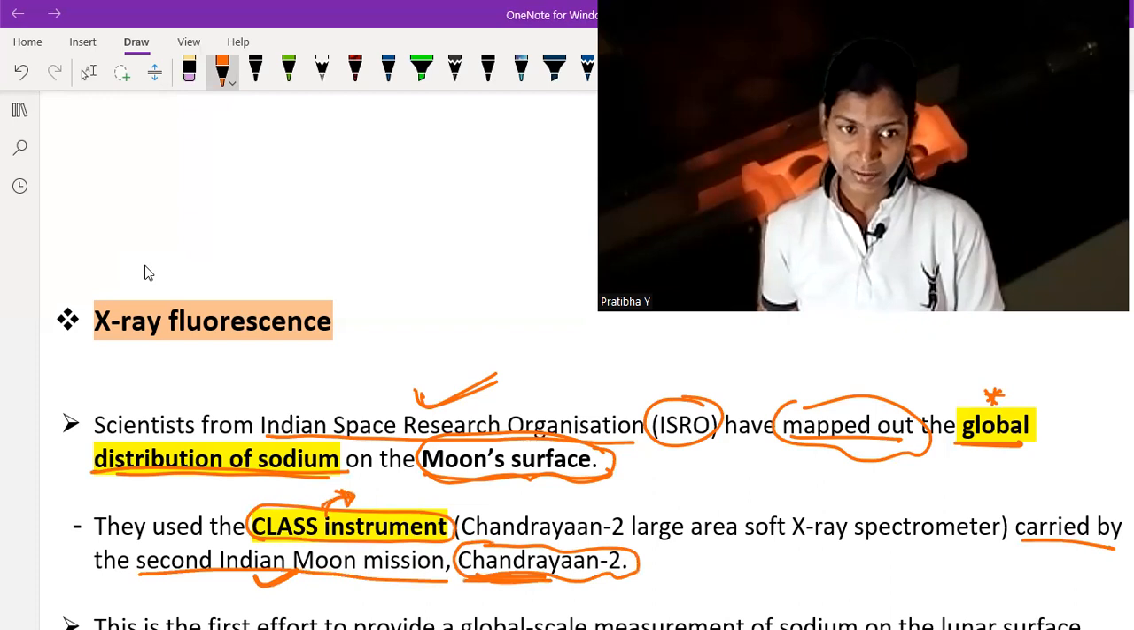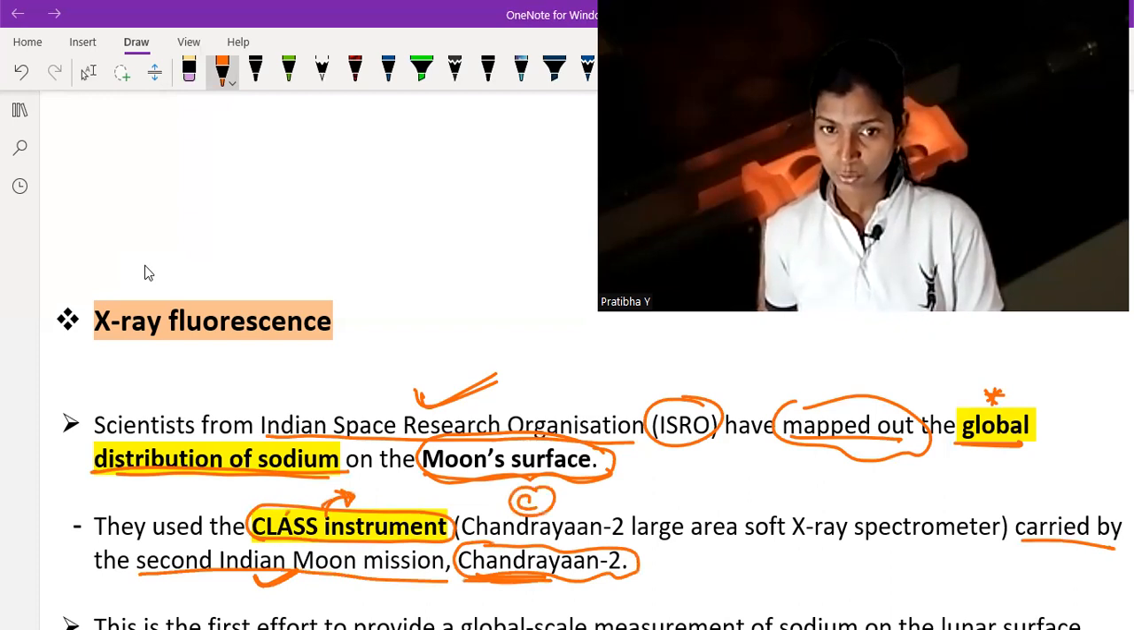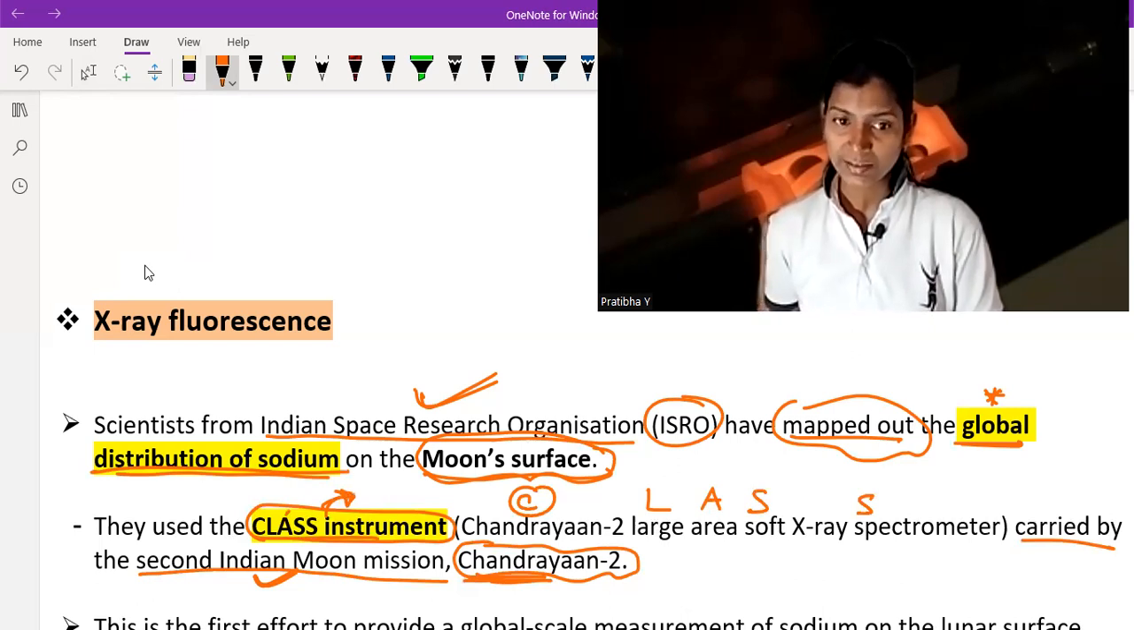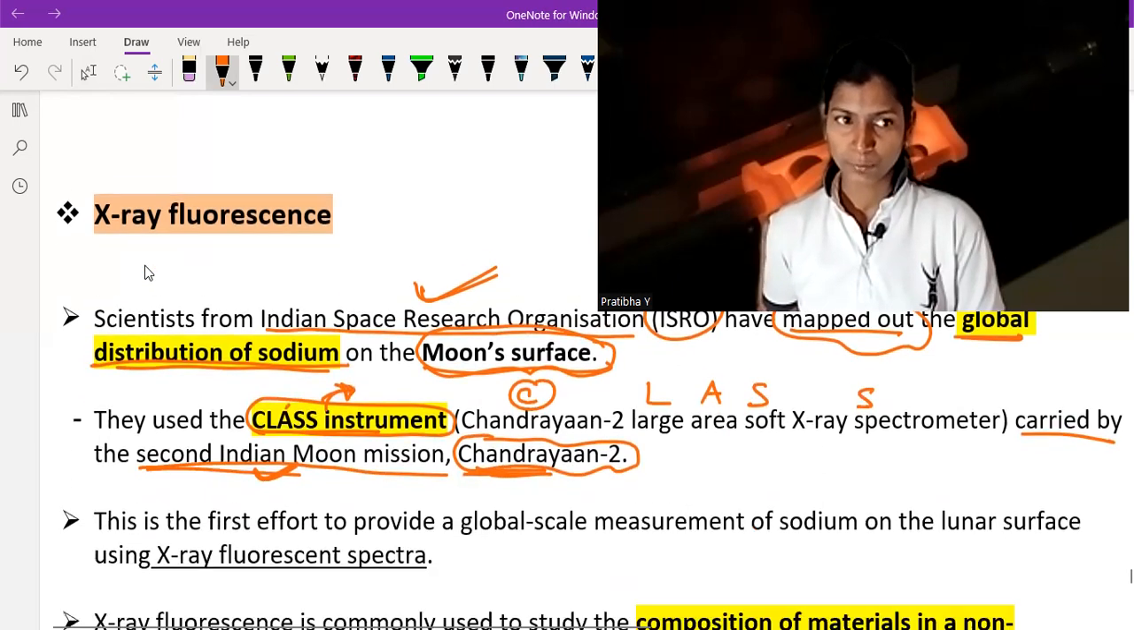So what is the CLASS instrument? CLASS is basically a term from Chandrayaan 2: C for Chandrayaan 2, L for Large, A for Area, S for Soft, S for Spectrography. So Chandrayaan 2 Large Area Soft X-ray Spectrography, or you can simply call it CLASS. They used the CLASS instrument carried by the second Indian moon mission, Chandrayaan 2.